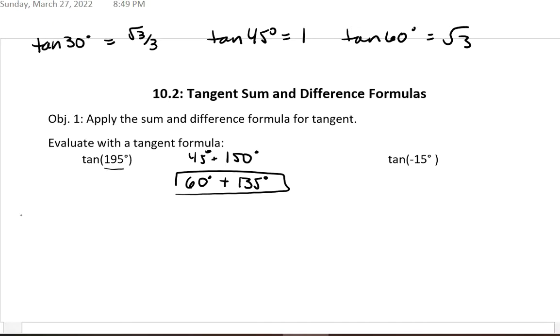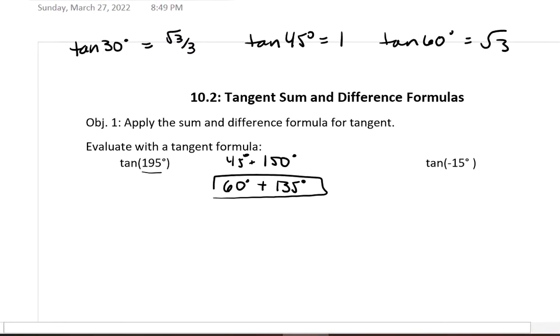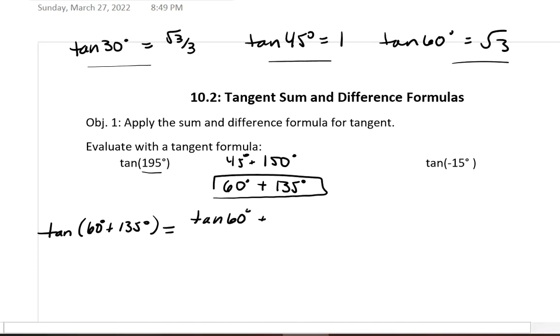And you could get these off of your unit circle as that background knowledge. So tangent of 60 degrees plus 135 degrees is going to be tangent of 60 plus tangent of 135 over 1 minus tangent of 60 tangent of 135.